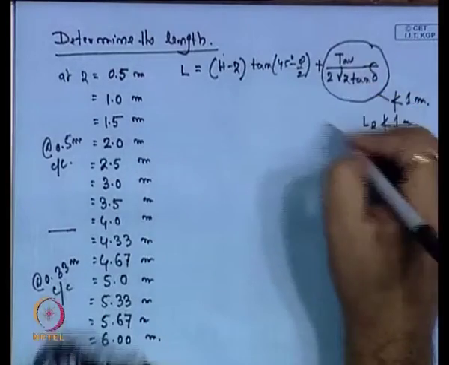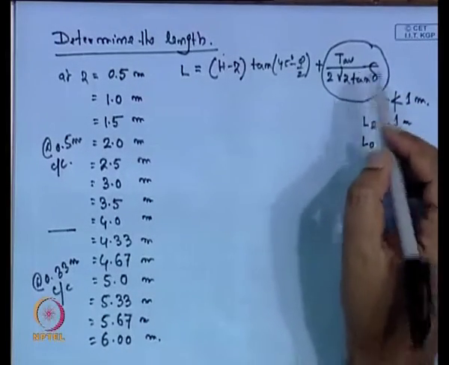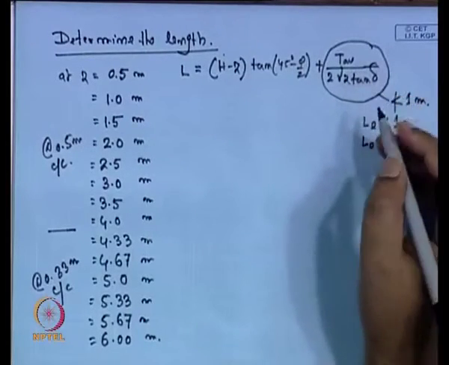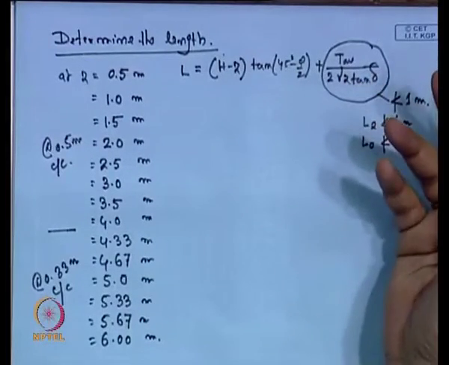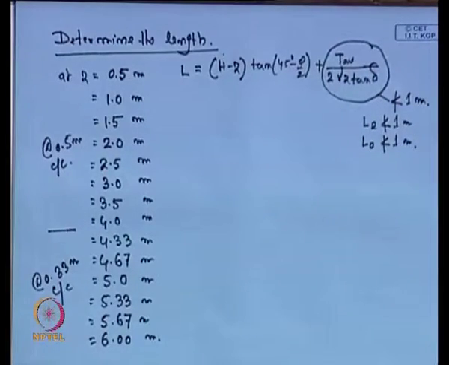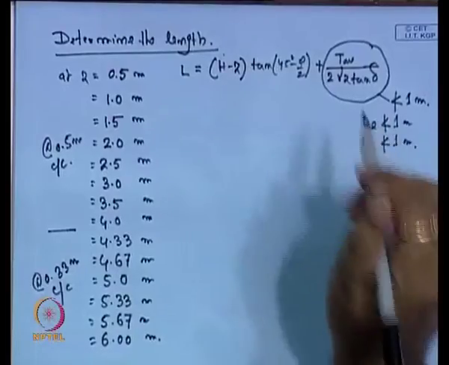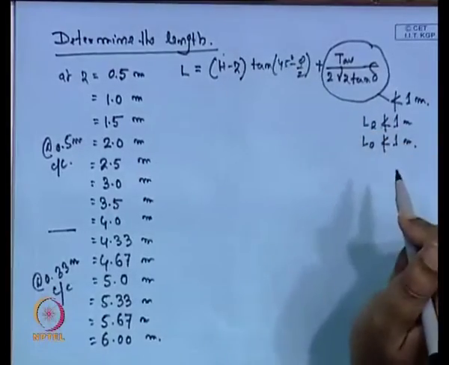So, that means, if by calculation it is coming 0.8, then you have to provide 1. But if by calculation it is coming 2 meter, then you have to provide 2. So, this anchorage length cannot be less than 1 meter. At least 1 meter you have to provide for L e and L 0.